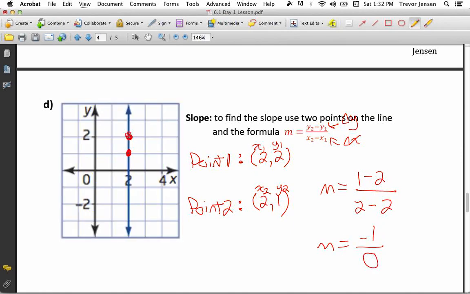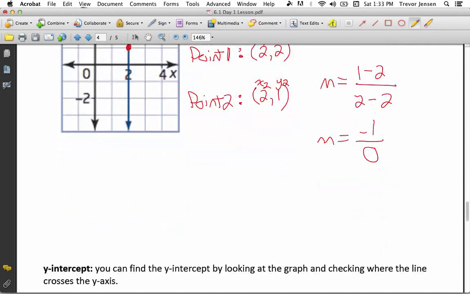And if you try and do this division on your calculator, -1 divided by 0, you'll get an error because you can't divide anything by 0. So what we say, this slope is actually undefined. And actually, the slope of all vertical lines is undefined.